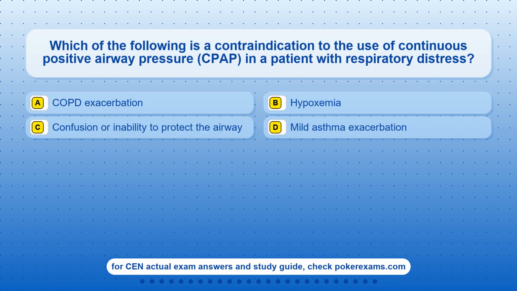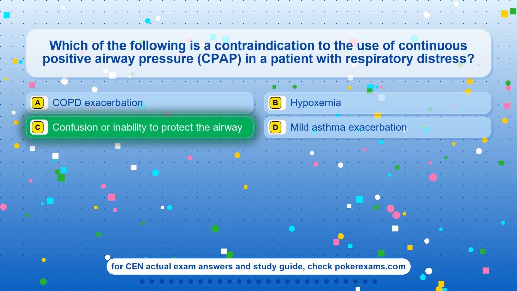Question 25. Which of the following is a contraindication to the use of continuous positive airway pressure, CPAP, in a patient with respiratory distress? Option A, COPD exacerbation. Option B, hypoxemia. Option C, confusion or inability to protect the airway. Option D, mild asthma exacerbation.